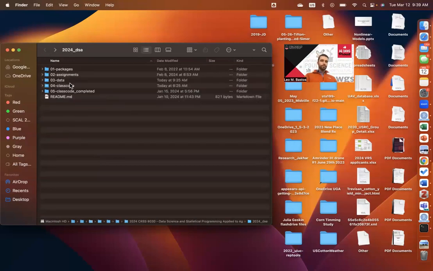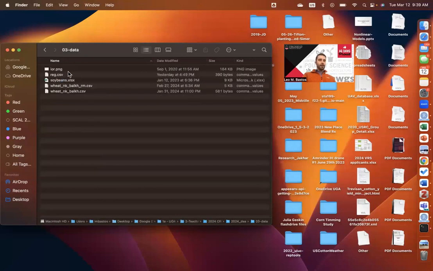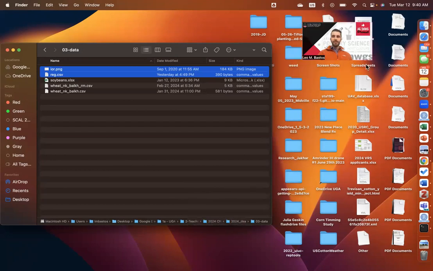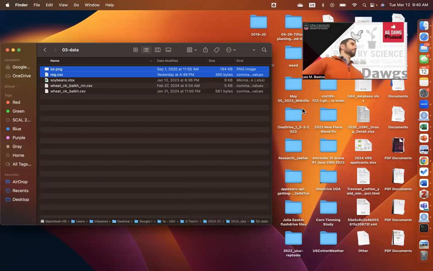And then lastly, on the 03 data, I want you to copy the ior.png and the reg.csv into your data folder of the 07_reg projects. All right, does anyone need help or clarification about the steps that we just talked about?